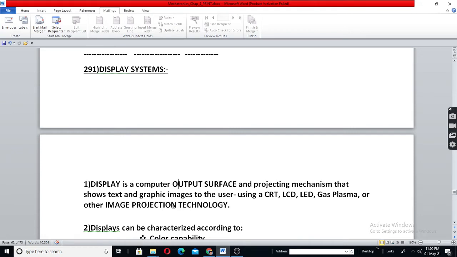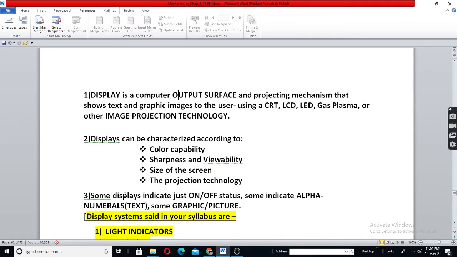Depending upon technology, we have these classifications, these types. According to the color, size of screen. So all these things can be characterized or classified according to color, single or multi, sharpness and viewability, size of the screen, and projection technology, etc. or any other technology.